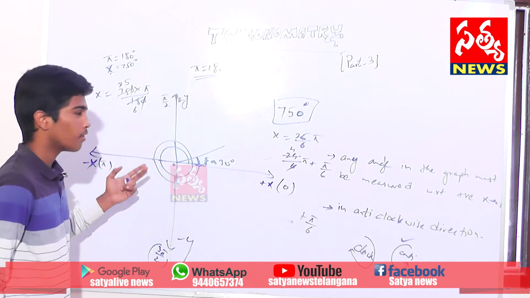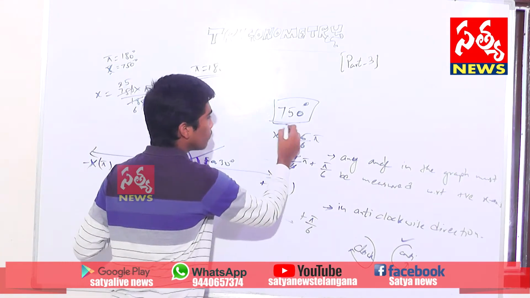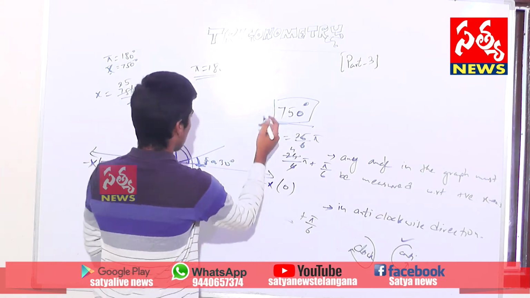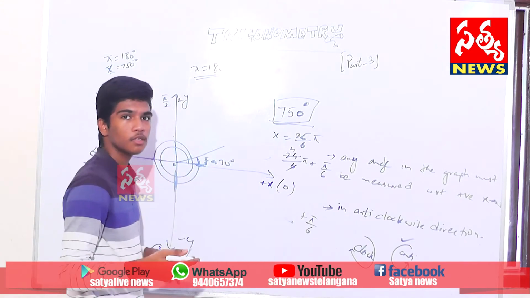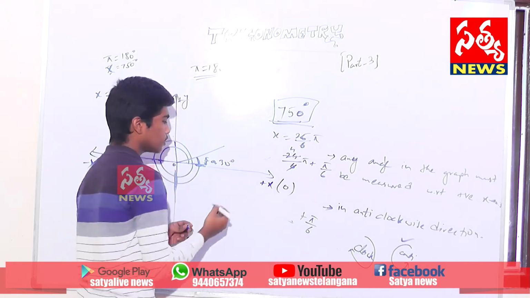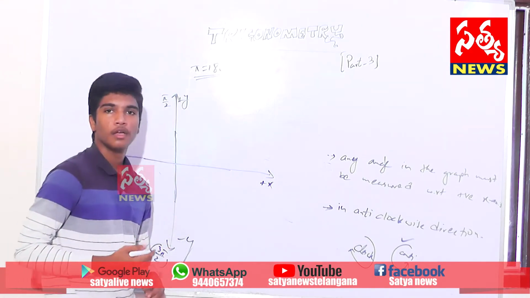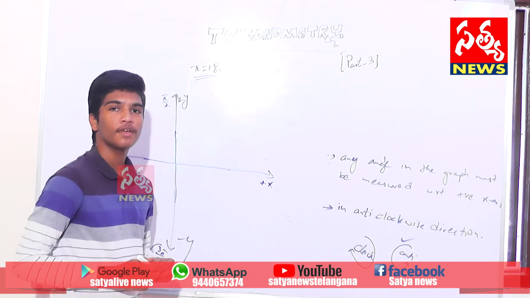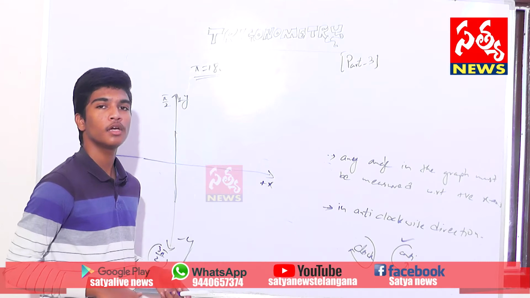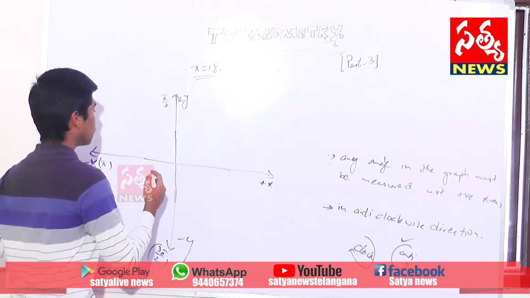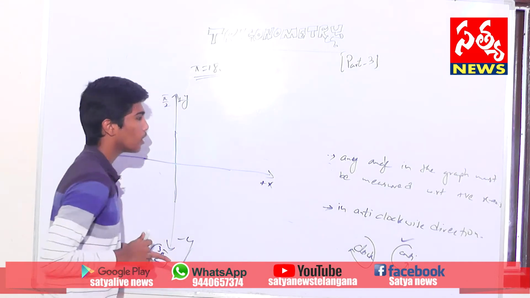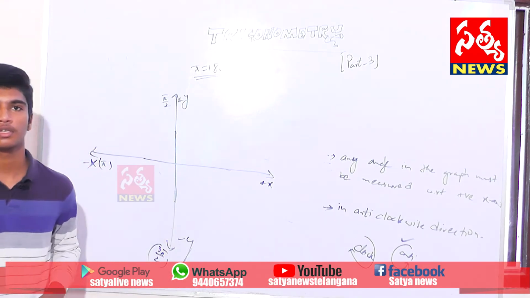In this manner, we have to plot the graph. 750 means it lies in the first quadrant, above the positive x-axis. In any question, if the angle is given in degrees, please convert it into radians so that it will be easy and get simplified. Next, now I will talk about quadrants.